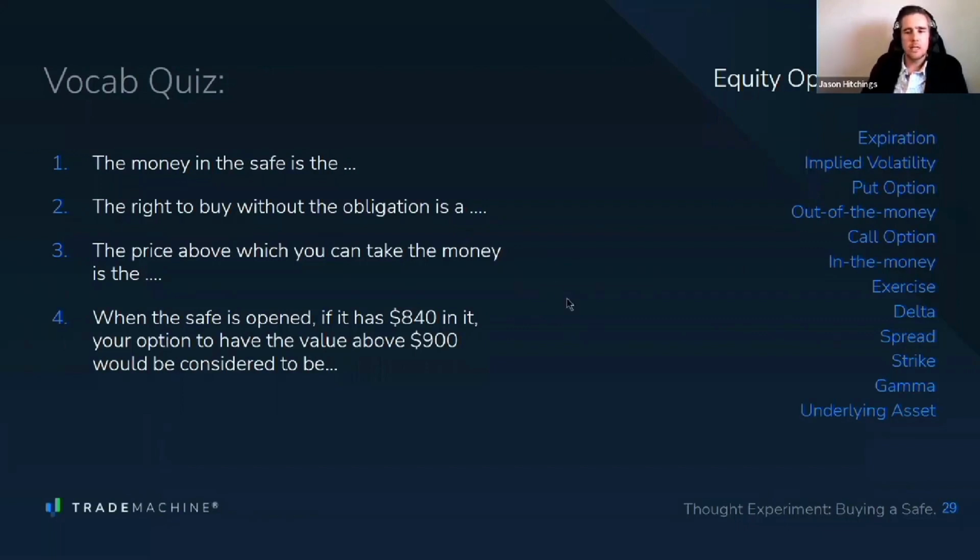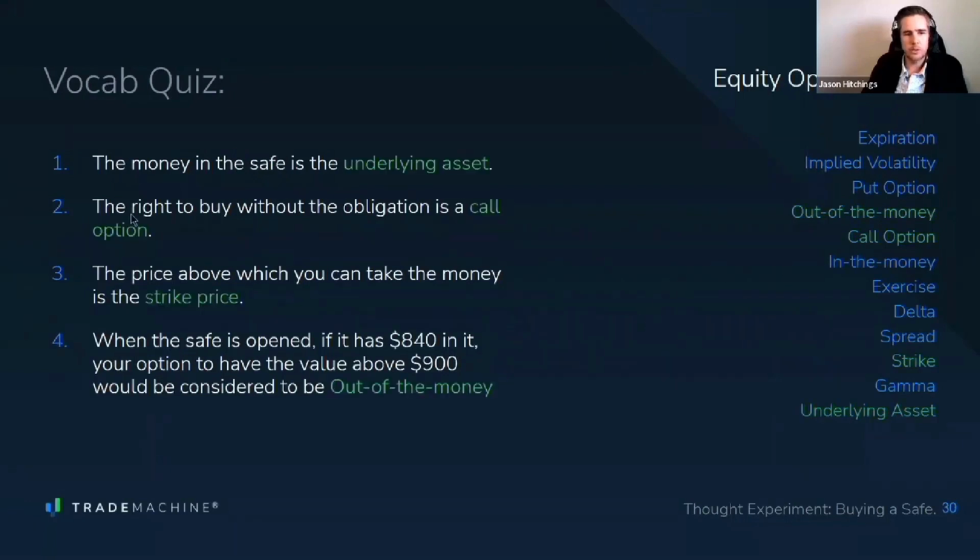So the money in the safe is what you call in the options world, the underlying asset. It'd be kind of like the stock that you're buying. And the right to buy without the obligation would be a call option. And the price above which you can take the money, 900 in our example, would be the strike price. And if the safe is opened and it's found to have $840 in it, your option to have the value above 900 would be considered to be, and the term is, out of the money. So this is just the way that we're using this metaphor.